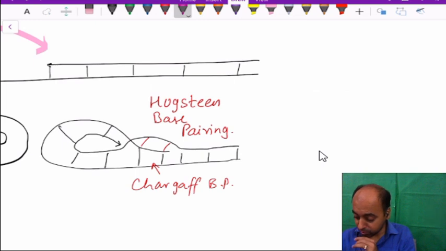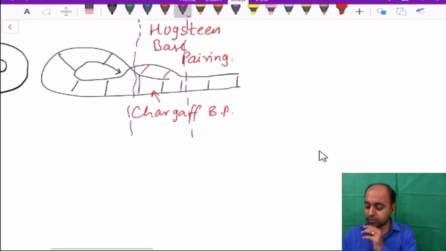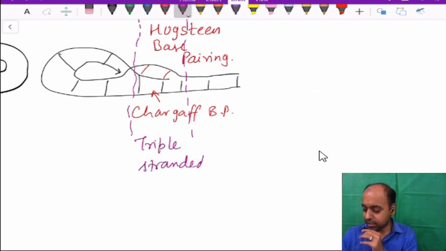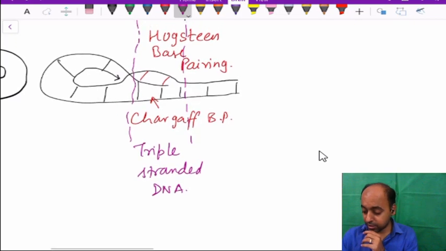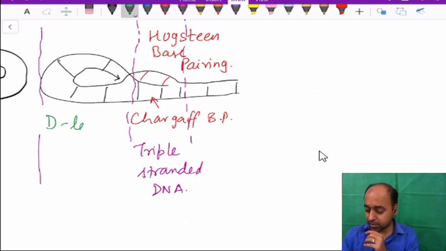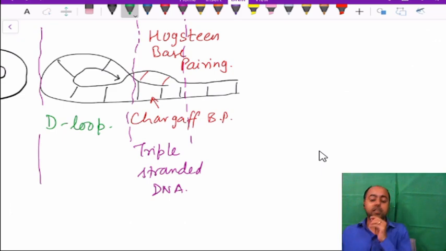Because of the Hoogsteen base pairing, if you look at this particular segment of DNA, you will find triple stranded DNA. Where do you find the triple stranded DNA in the cell? You find it in the telomere. The preceding segment resembles the letter D, and therefore it is commonly described as the D loop. Where is the D loop seen in the DNA? The answer is the telomere.